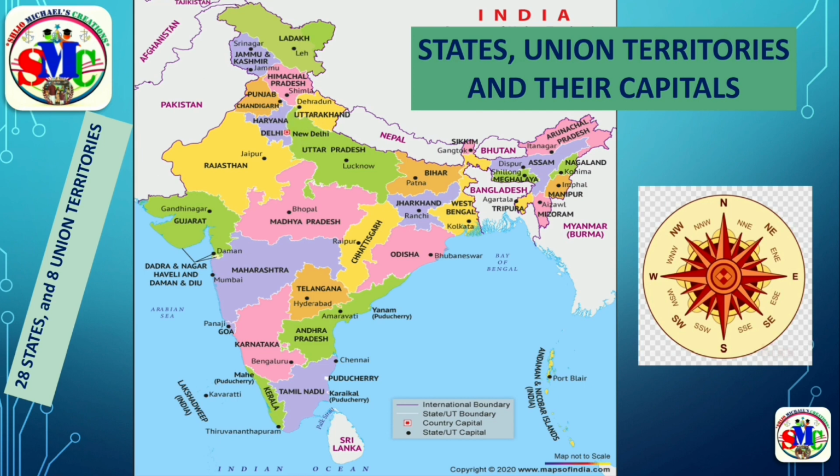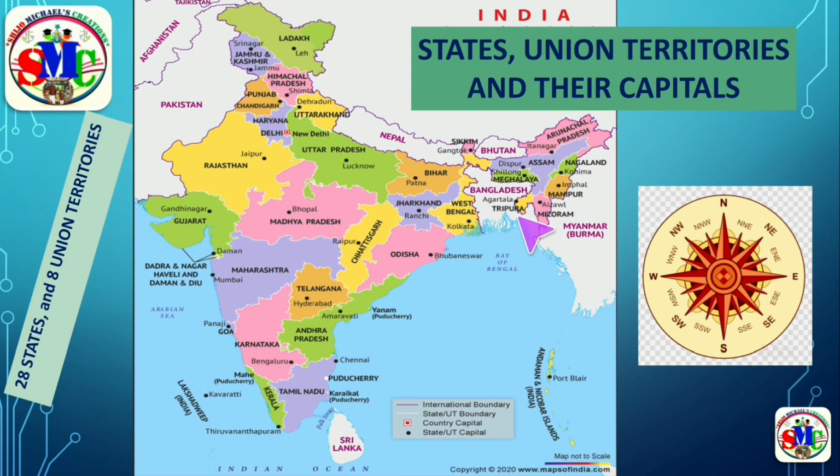The 21st state is Rajasthan and its capital is Jaipur. The 22nd state is Sikkim and its capital is Gangtok. The 23rd state is Tamil Nadu and its capital is Chennai. The 24th state is Telangana and its capital is Hyderabad. The 25th state is Tripura and its capital is Agartala.